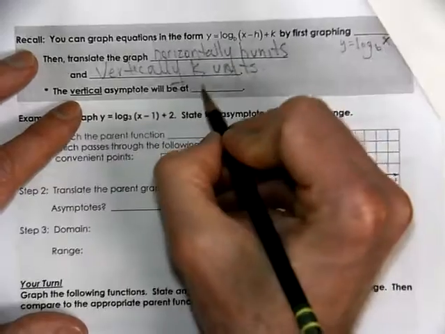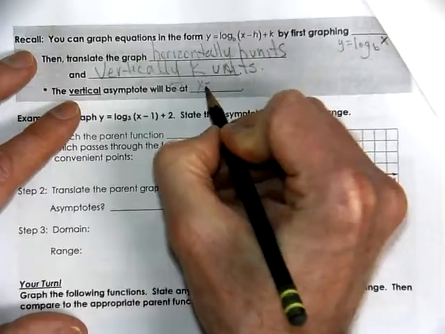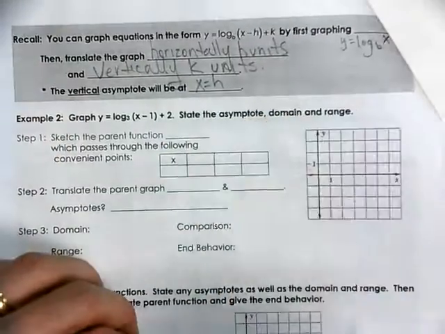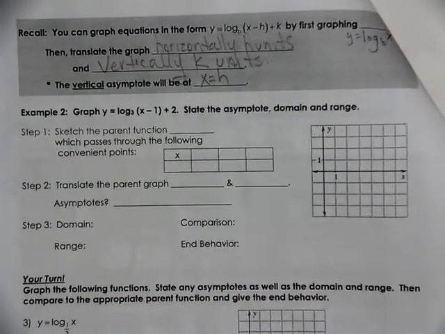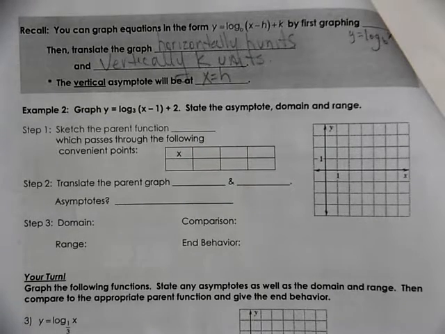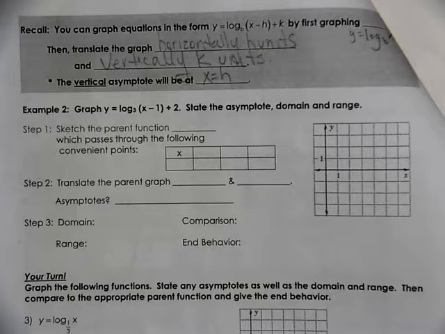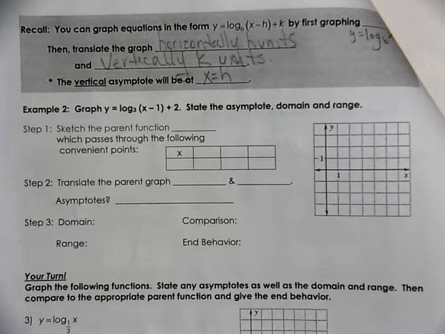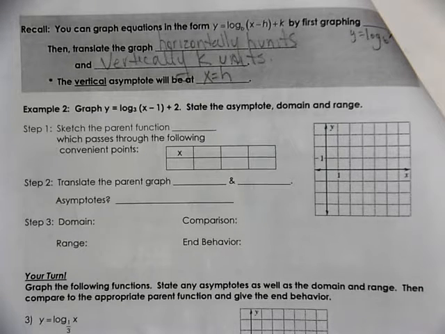The asymptote will always be where the h value is. It's a vertical asymptote for a logarithm. So if the graph translates to the right, it's going to be x equals a positive x number. If it translates to the left, it'll cross the y-axis, and it'll go all the way to the negative h.